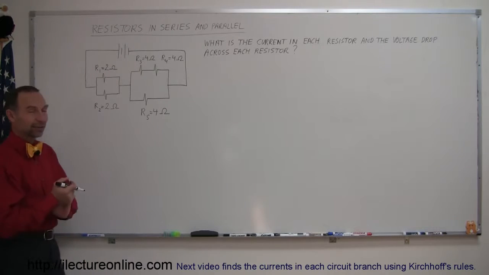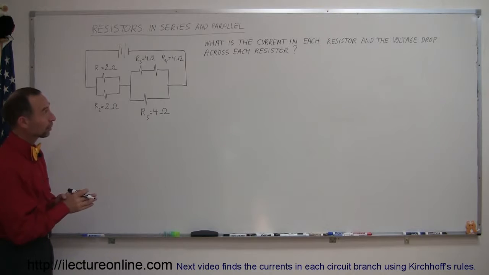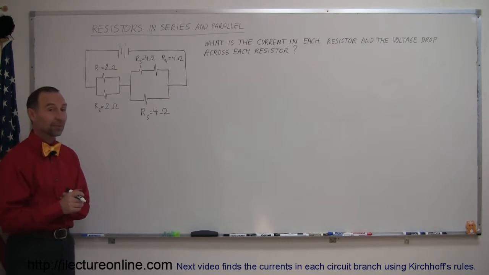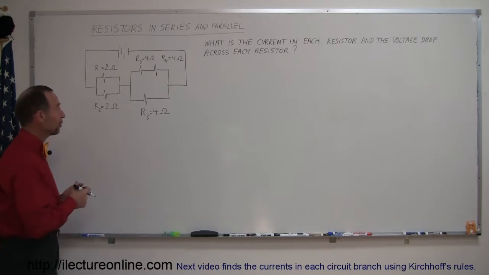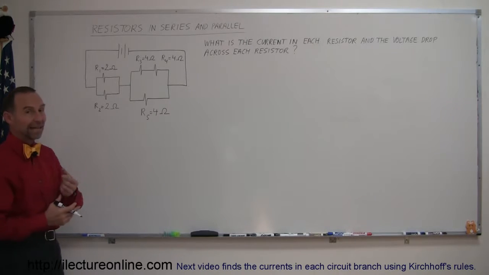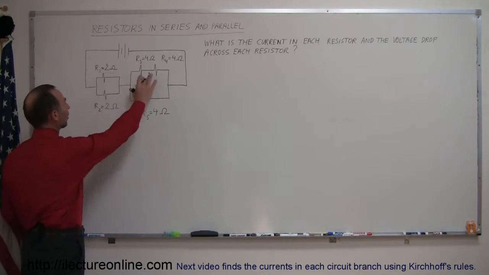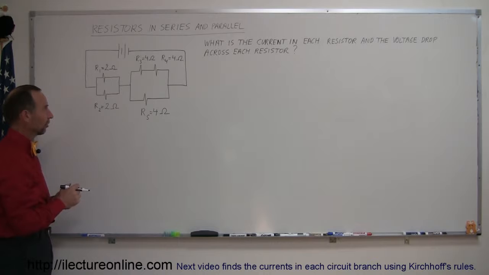Okay, welcome to iLecture Online, and here's another interesting example of how to deal with resistors in parallel and series. On top of that, you're also supposed to find the current in each resistor and also the voltage drop across each resistor. Now, before you know how to find the current and the voltage drop in each resistor, you first have to take this circuit and reduce it into its simplest form. In other words, find a single resistor that could replace all of these resistors. Find the total, or what we call equivalent resistance.